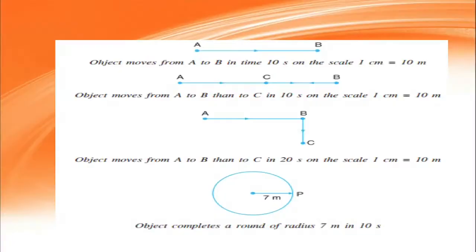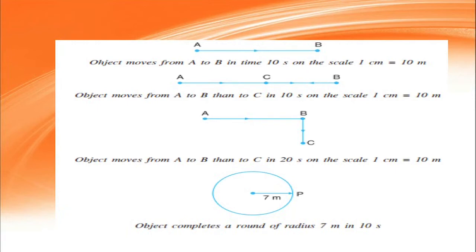Now, we have another activity. We observe the motion of an object in the following situations, and we find the speed and velocity in each situation and comment on the situation which you find different from the others. You can see here the object moves from A to B in 10 seconds, and we have taken a scale of 1 centimeter equal to 10 meter.